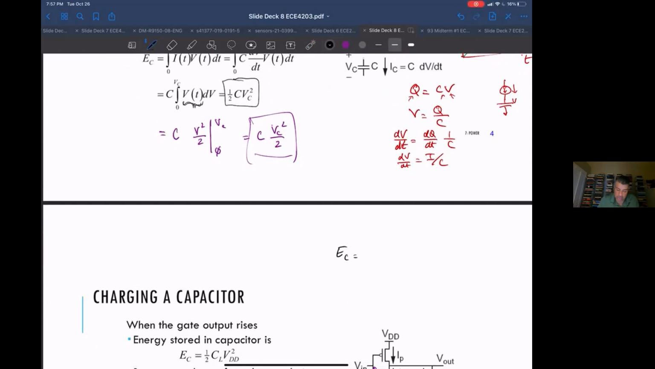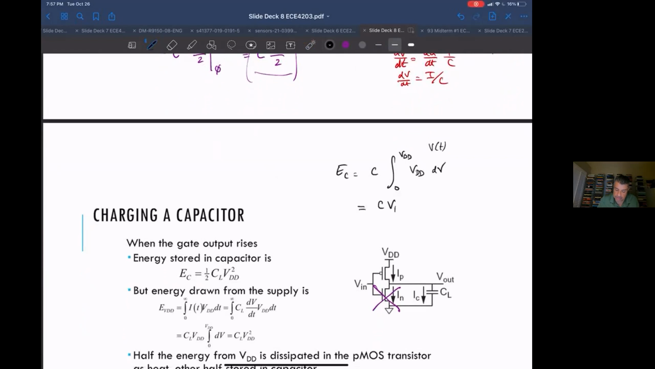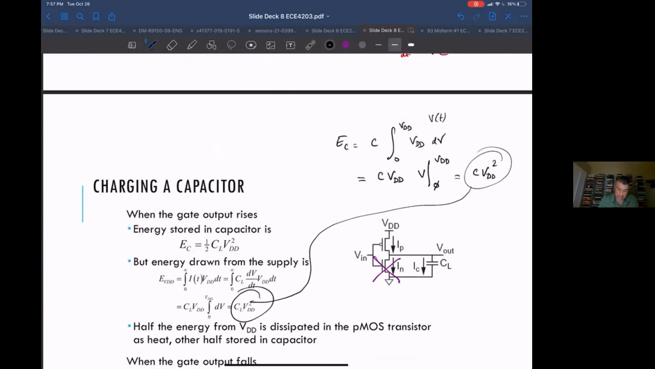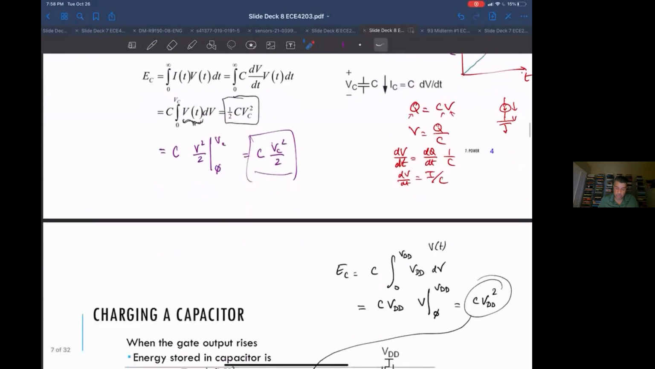So this energy would be C integral of 0 to VDD, and instead of V of t, we'd plug in VDD dV. So this integral would end up being C VDD times V from 0 to VDD. So it would be equal to C VDD squared, which is this guy. So that's how much energy we're pulling from the supply. The reason it's missing the 1/2 is because the supply is constant, and the energy to charge up the capacitor is 1/2 of that, because the voltage across the capacitor is going up over that same amount of time.